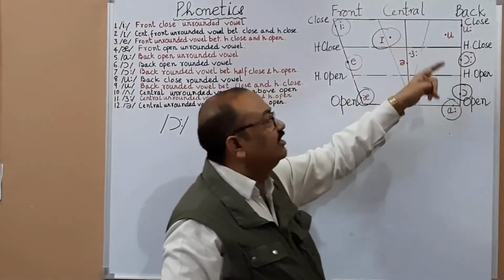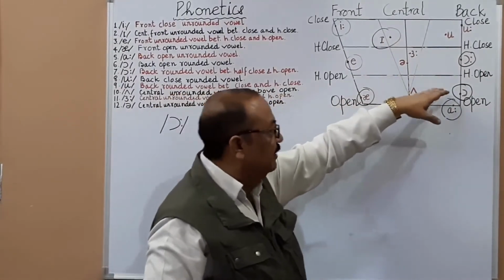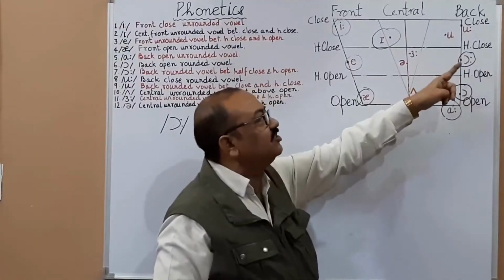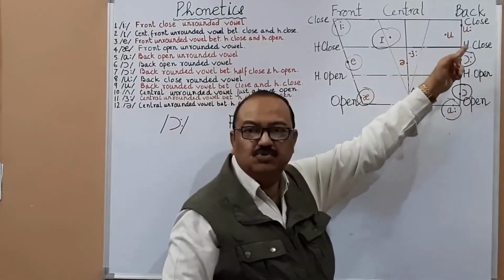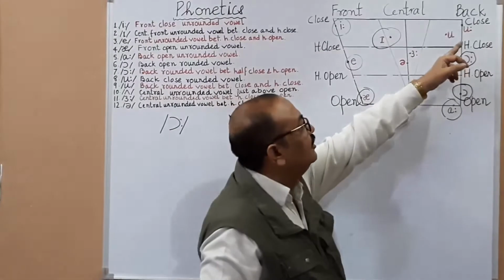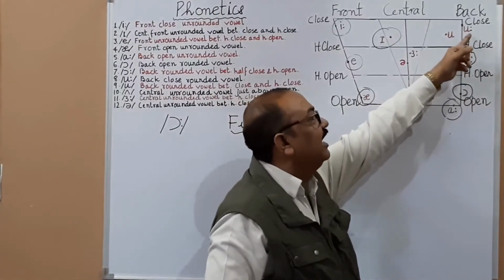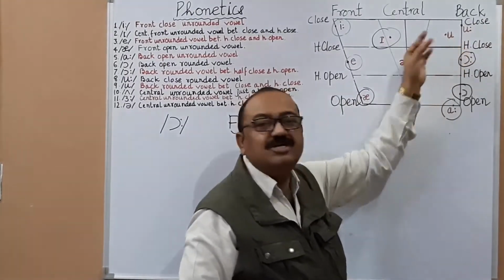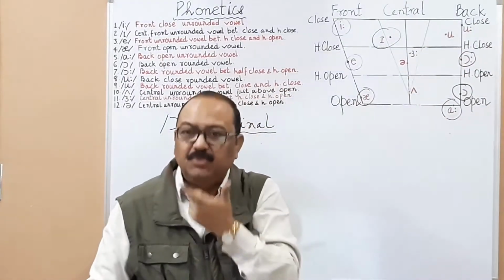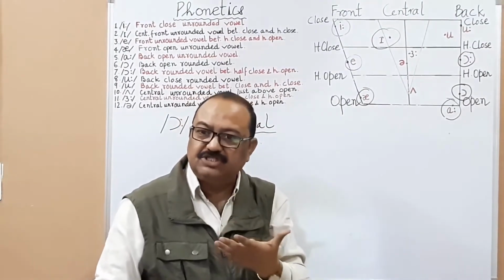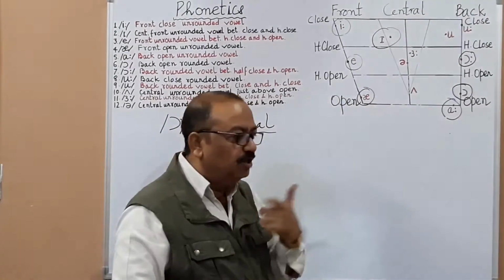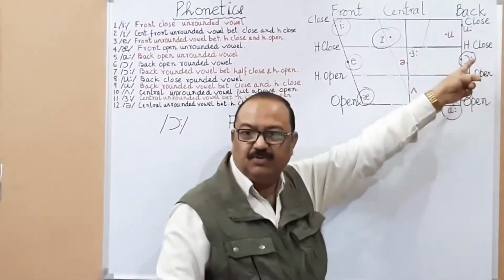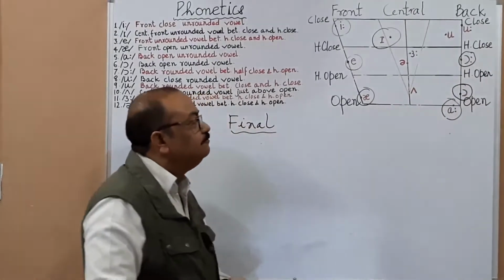If I ask you now, you can very well guess that map. This diagram is there before you. Can you tell me the three-term description of this sound? Oo sound. Back close rounded vowel. Back close because it is positioned here. Why is it rounded? Because you round your lips when you pronounce the sound. Oo, your lips are rounded. So this is back close rounded vowel. Very good.